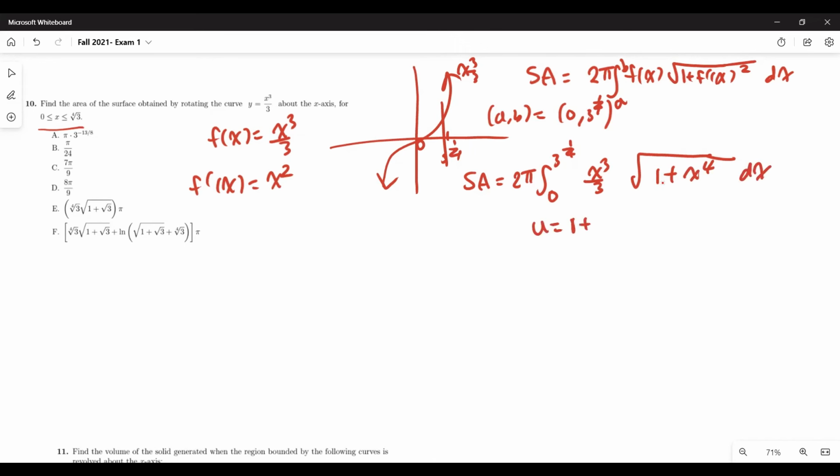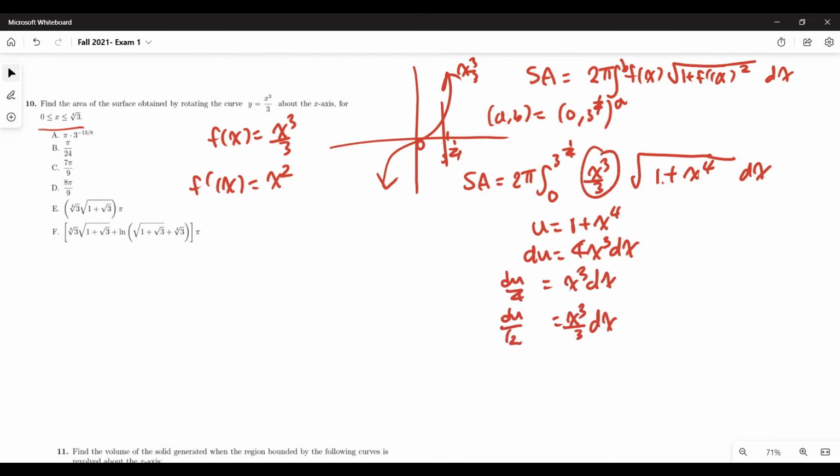U substitution: u equals 1 plus x to the 4th, du would be 4x cubed dx. x cubed dx would be du over 4, and x cubed over 3 dx is du over 12, because that's what we have in our integrand. And you rewrite our interval: 1 plus 0 to the 4 is just 1, and 1 plus 3 to the 1/4, to the 4th, would be just 1 plus 3, because the 1/4 and 4 will cancel out, and it will be 4.